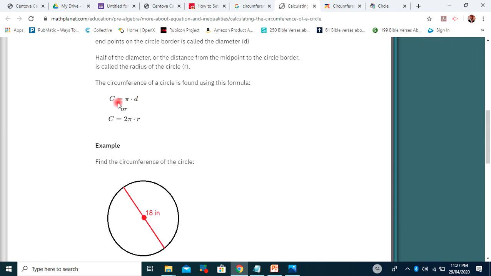So look at this calculation. The circumference of a circle is found using this formula. C equals pi d or C equals 2 pi r.